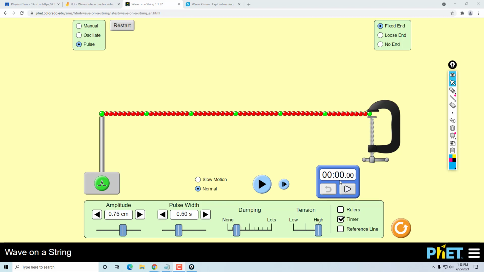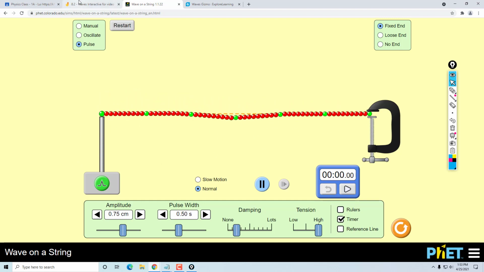Welcome to 8.2. In this lesson, we will learn more about different types and characteristics of waves. So let's go wave. Here's a single wave pulse. To generate this wave, we are moving this up and down, but the wave goes right and then left.